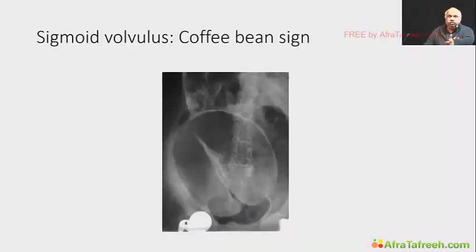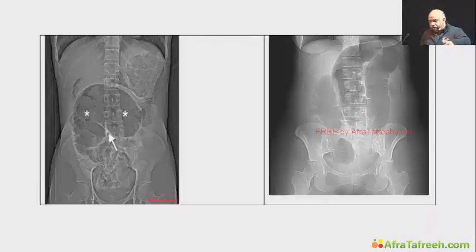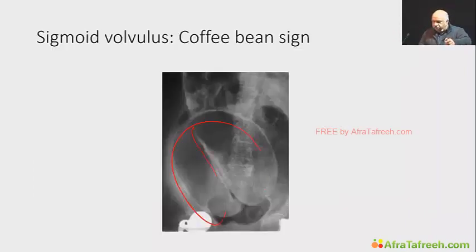This again, I'm sure all of you can identify: coffee bean sign, sigmoid volvulus, which you get in old people. This was a question of INICET this year only. Coffee bean sign. This one, this, and this. All three are sigmoid volvulus.